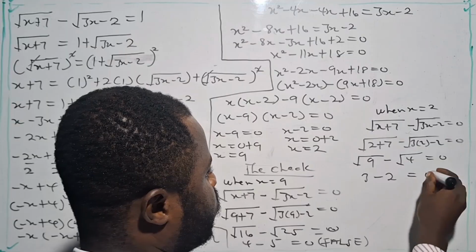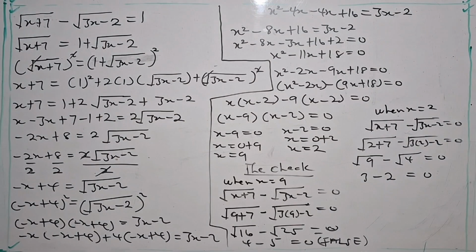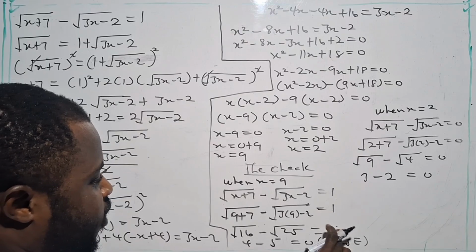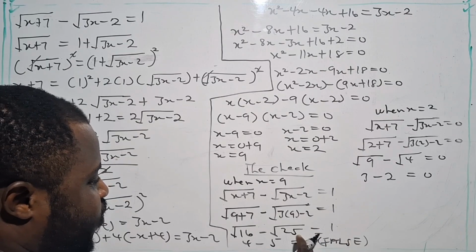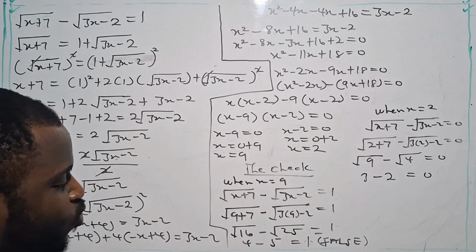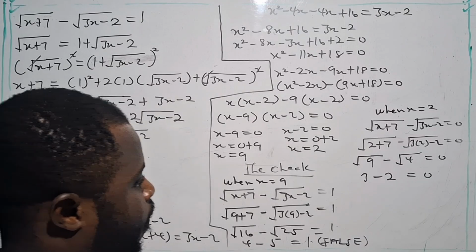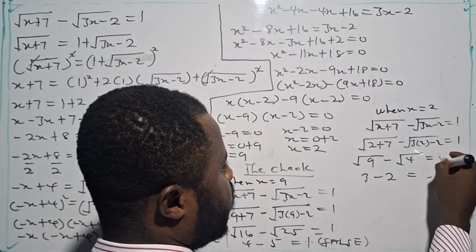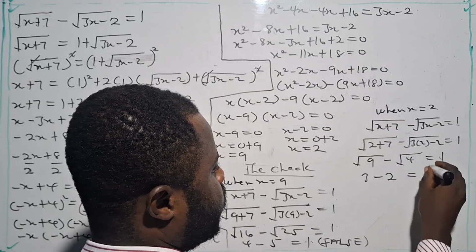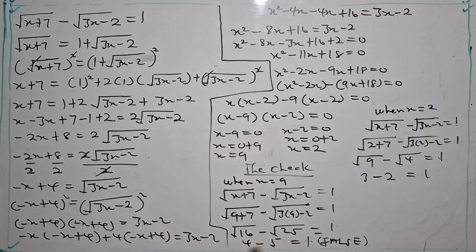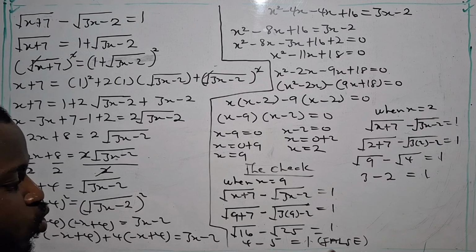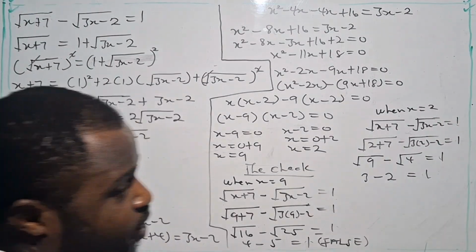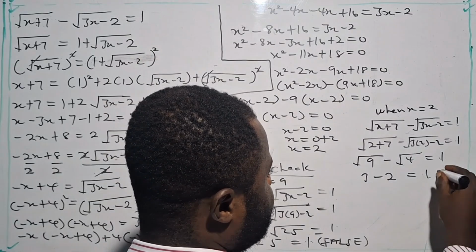Oh, sorry, it should be equal to 1. So 1 throughout. So let me change that here to 1, 1, 1, 1. But the answer we get here is not equal to 1. It will be negative 1. So 3 minus 2, indeed, is equal to 1, which makes this statement true.